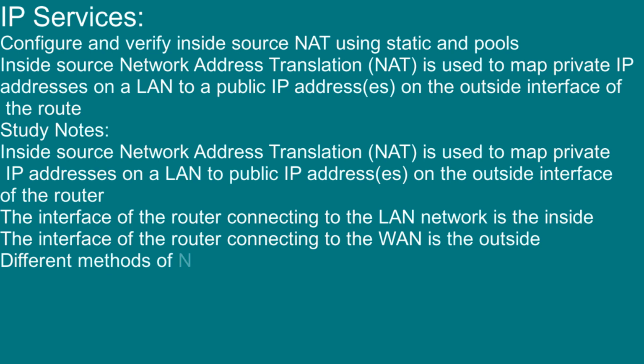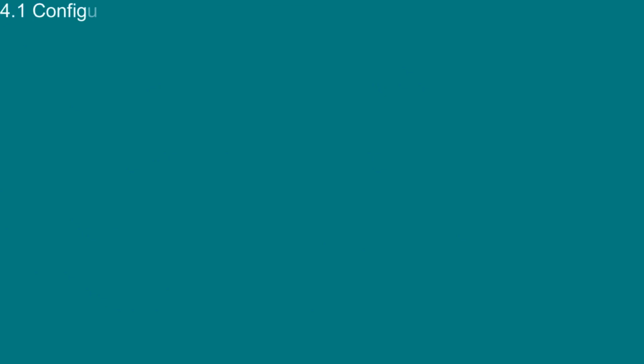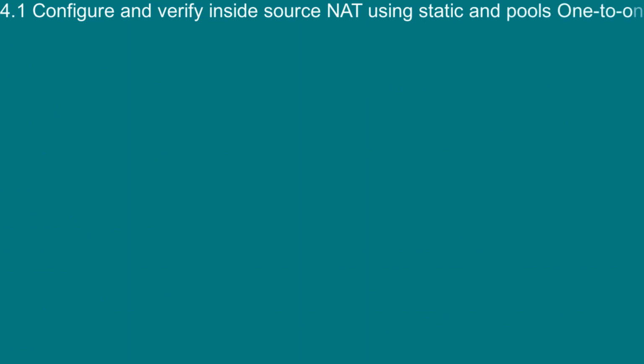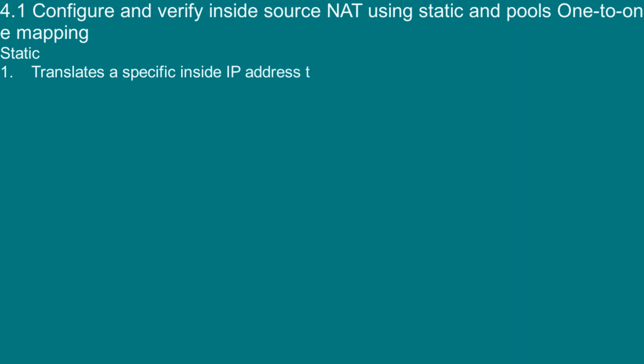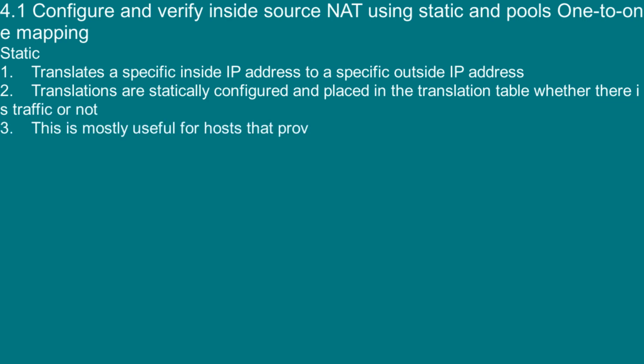Different methods of NAT are used depending on the desired outcome: static, pool and PAT. Assign inside and outside NAT interfaces. 4.1 Configure and verify inside source NAT using static and pools, one-to-one mapping. Static: 1. Translates a specific inside IP address to a specific outside IP address. 2. Translations are statically configured and placed in the translation table, whether there is traffic or not. 3. This is mostly useful for hosts that provide application services like mail, web, FTP, etc.